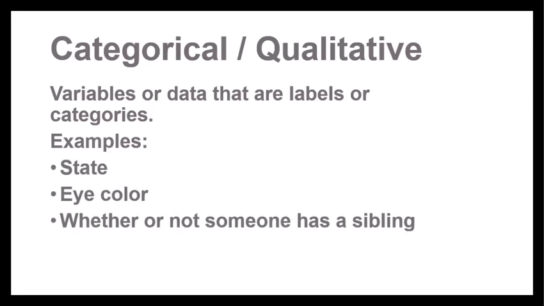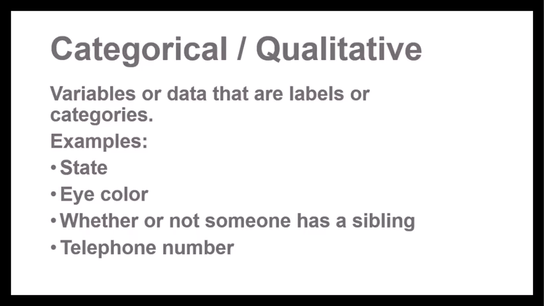Some examples would be a state, so the state someone lives in, or what state a business is in, or something like that. Eye color would be another categorical piece of data on people. Whether or not someone has a sibling would be categorical. Another example here is a telephone number. This is one that's a little bit tricky.